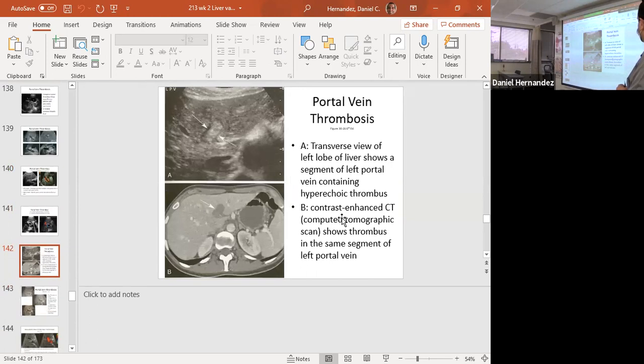So it's also important to assess your branches, your right and left branches of the main portal vein, because thrombus can be visualized intrahepatic as well. So this was a transverse view showing the left lobe of the liver and the left portal vein containing echogenic thrombus. And then the follow-up contrast CT demonstrating the thrombus in the same segment of the left portal vein.